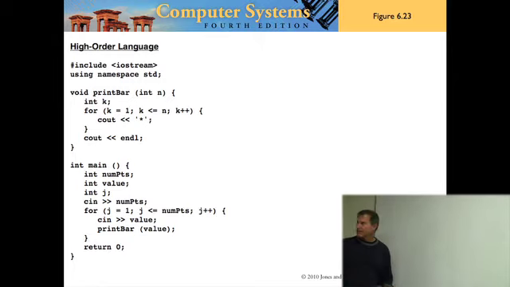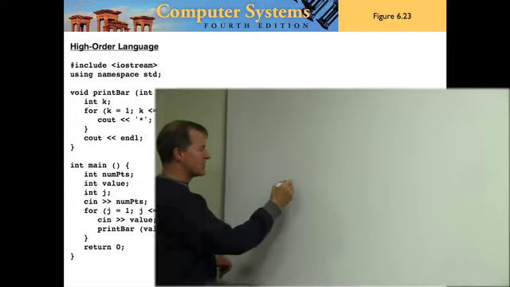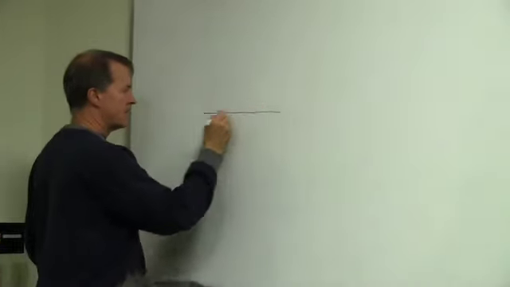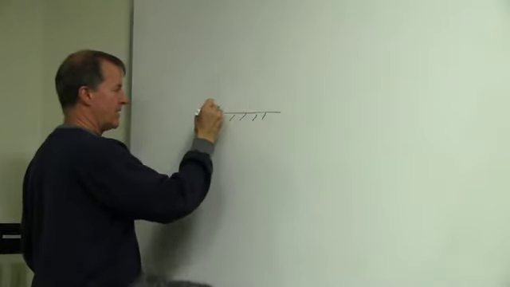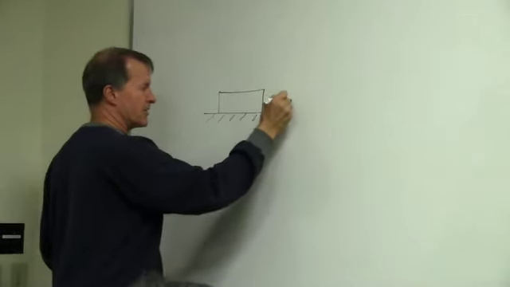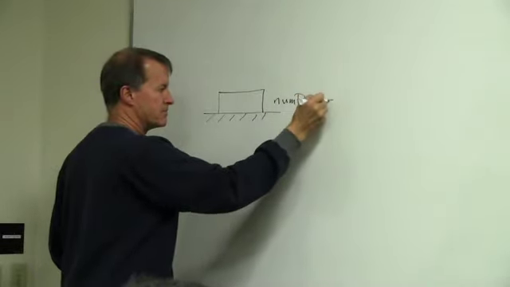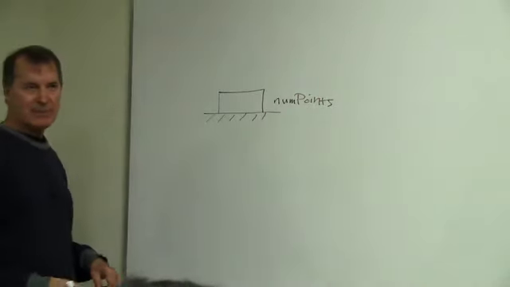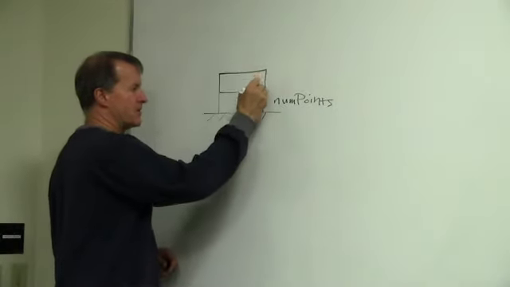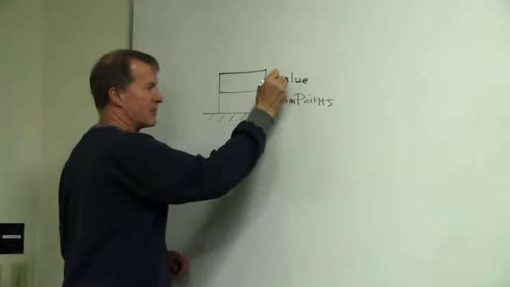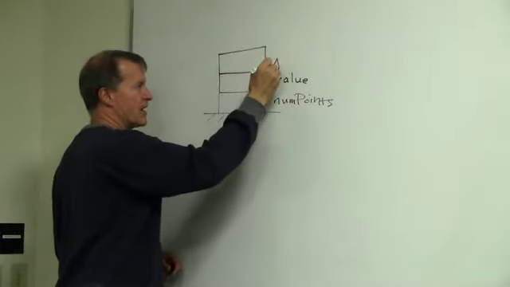Okay, now check this out. When the compiler is coming through and translates all this for print bar, and now gets to the start of main, what does it get to first? What does it scan first? Num points. So here's what it's going to look like. Here's the stack, and num points will be here. Then value will be here. Then J will be here, right?